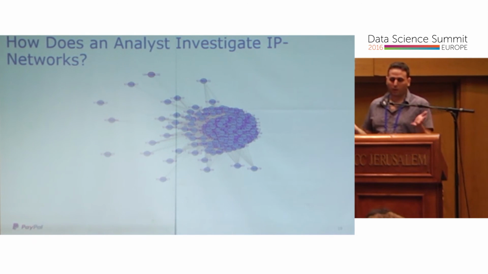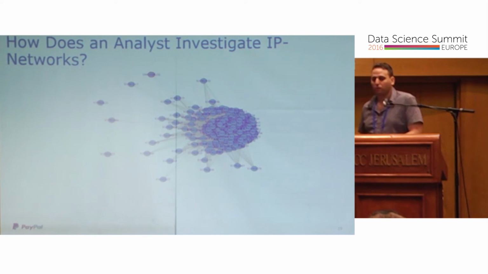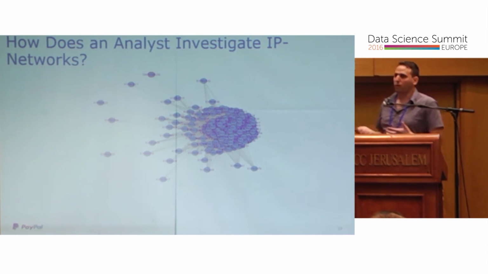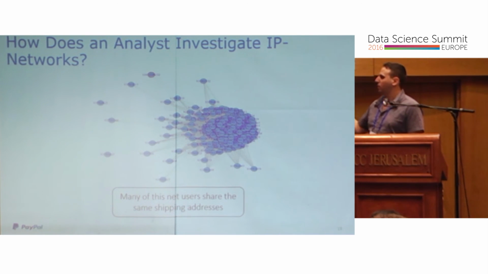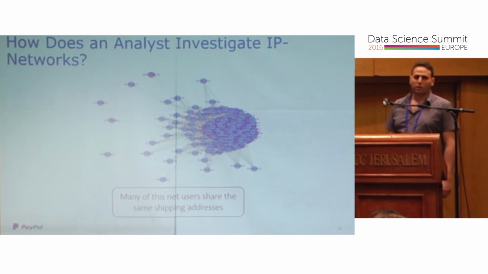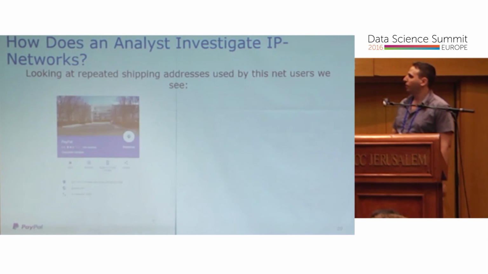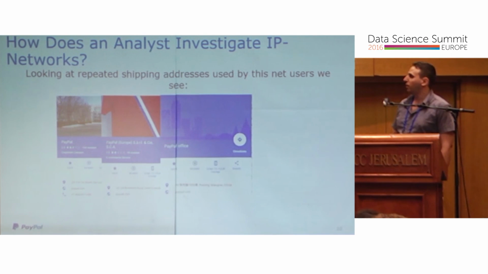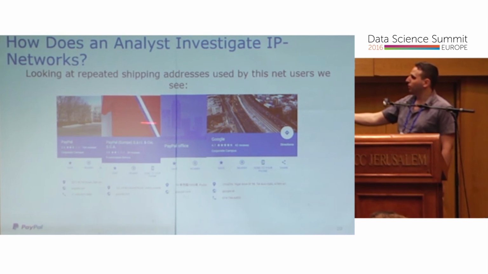Let's take an analyst and ask him, do you think that this is a network, and what this network is? An analyst would start looking at the IPs and the users and everything, and shortly, hopefully, he would come up with the insight: look, many of these networks are using the same shipping address. In fact, most of them are, and all these addresses are PayPal offices in different parts of the world.